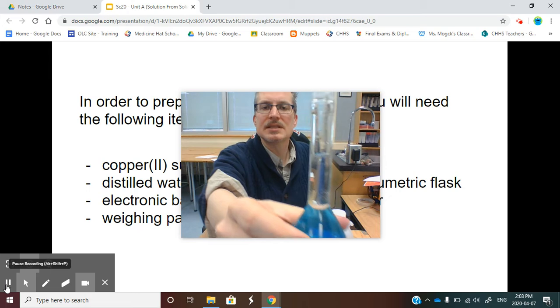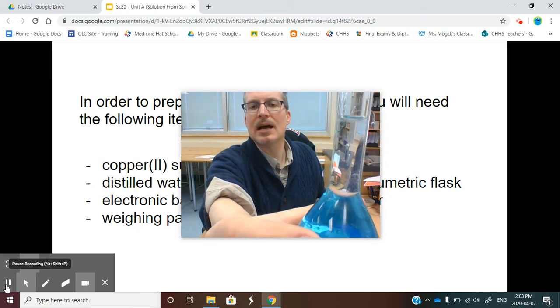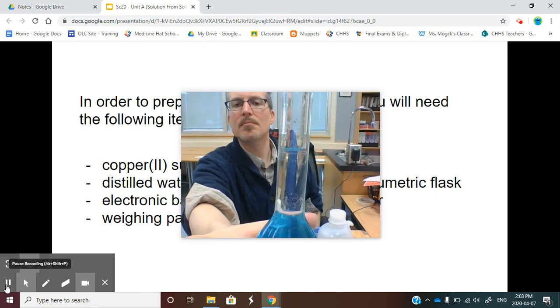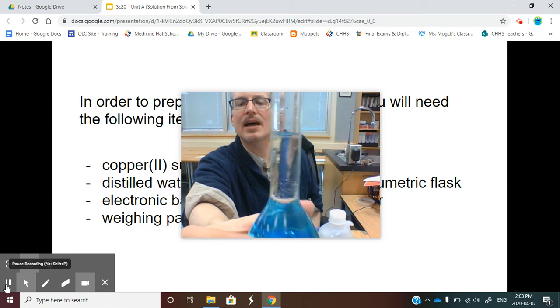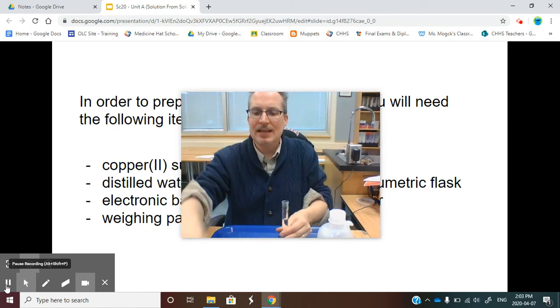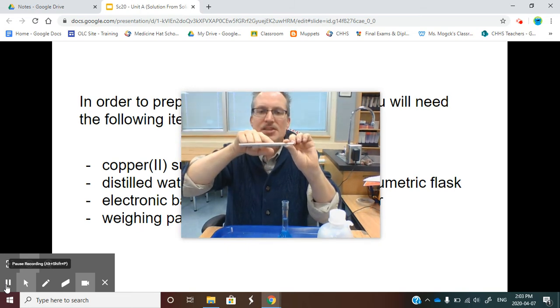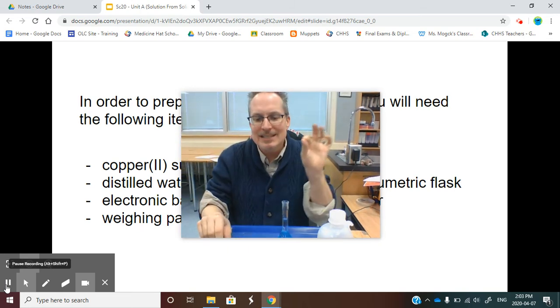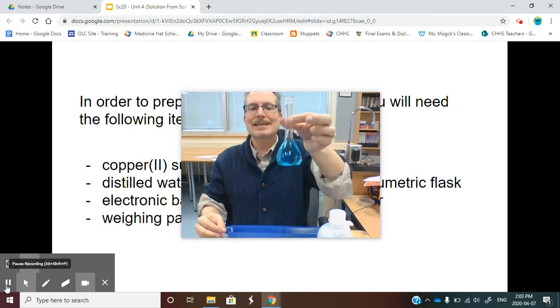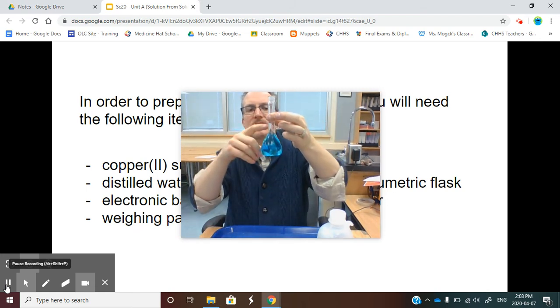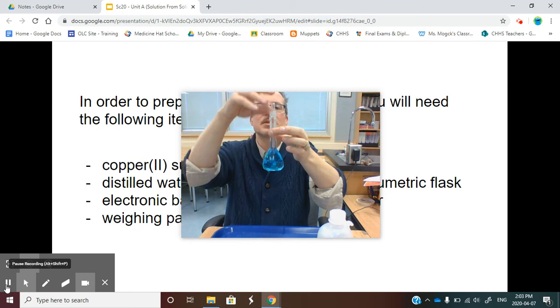Now, I don't know if you can see this because it's at eye level, but we want to make sure that the line across the meniscus just touches the calibration line. That means we're getting exactly 100 mils. Our last step, because this is now mostly water and this is the solution, is to put the stopper on.